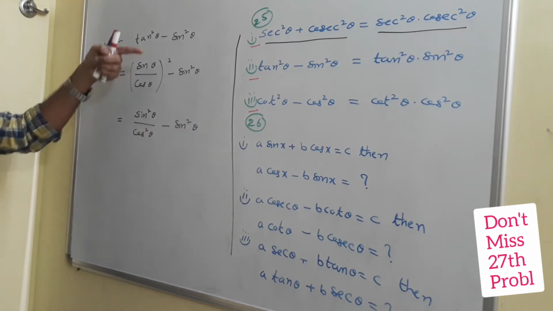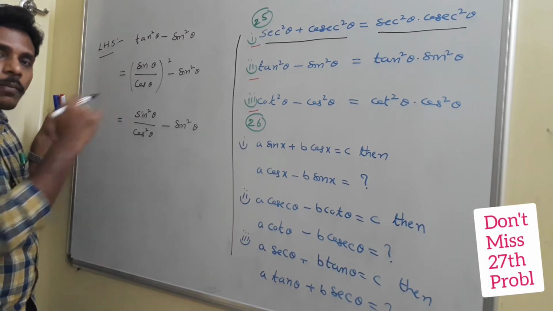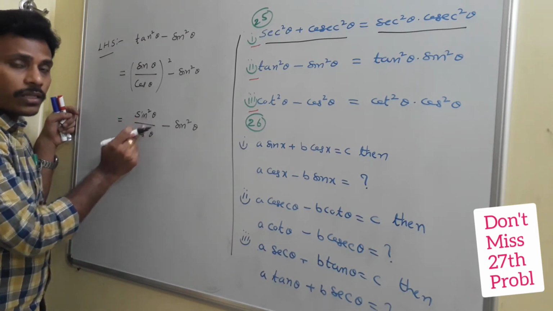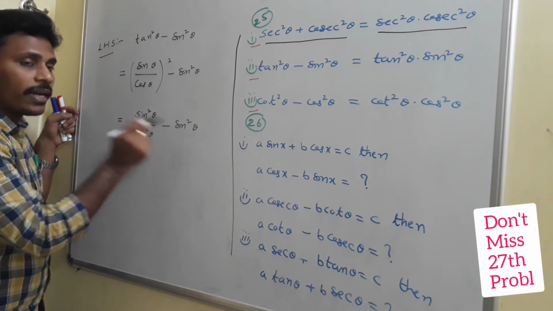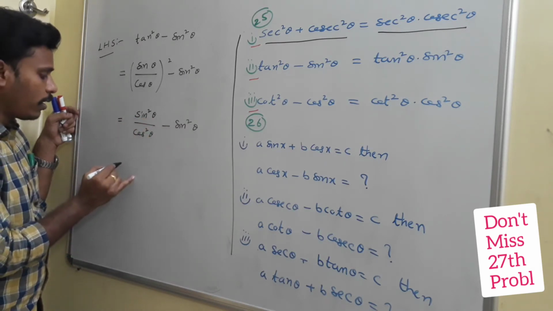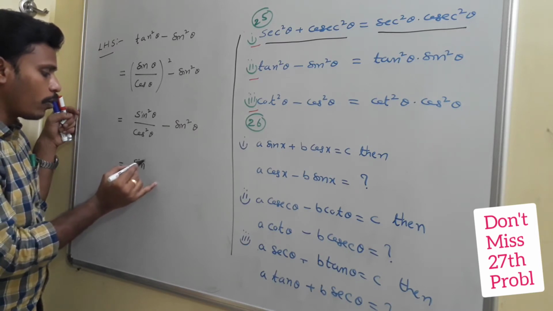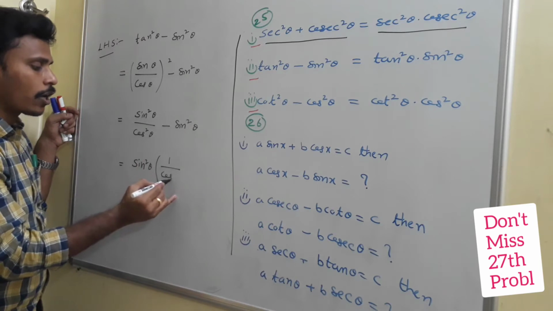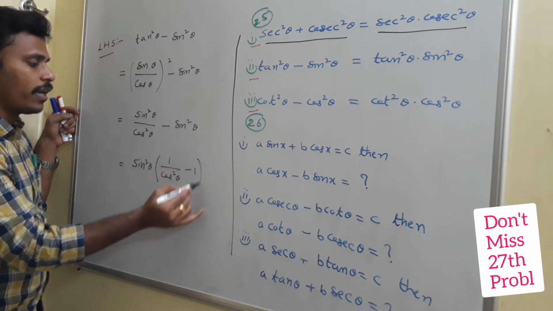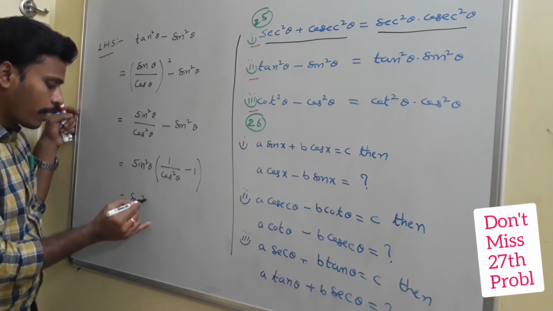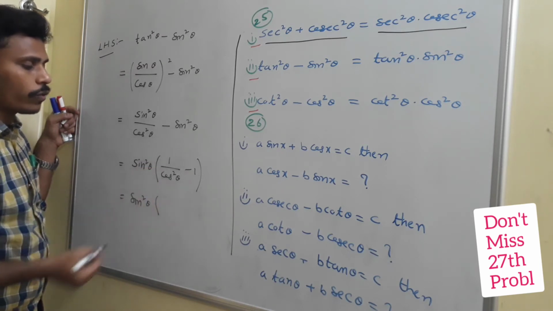Sin by cos whole square is nothing but sin square theta by cos square theta. Now look at these two terms: here it is sin square theta by cos square theta, and there it is sin square theta. In these two terms sin square theta is common, so if you take sin square theta common, what are you left with? 1 by cos square theta minus 1.